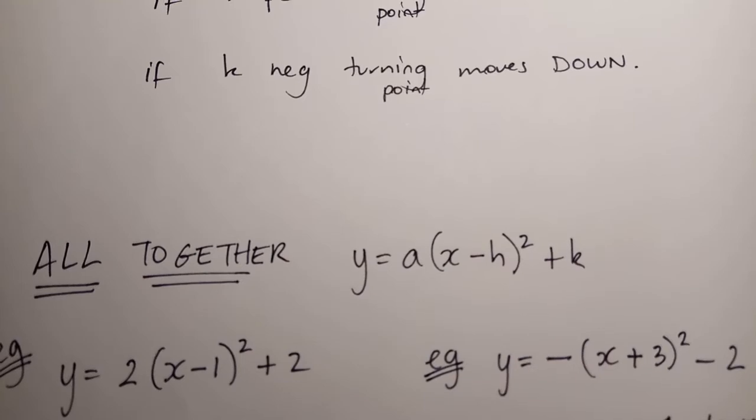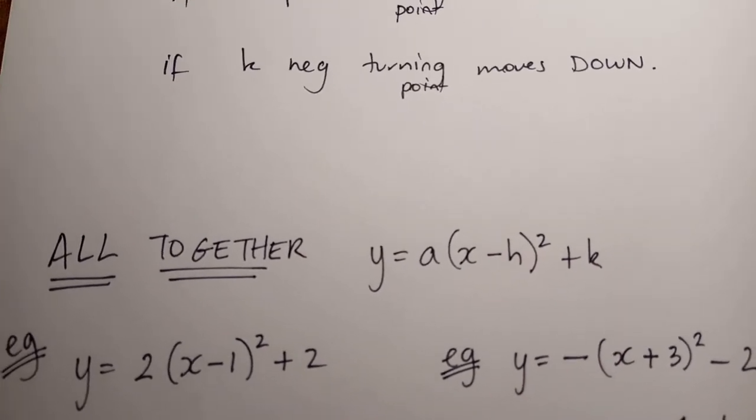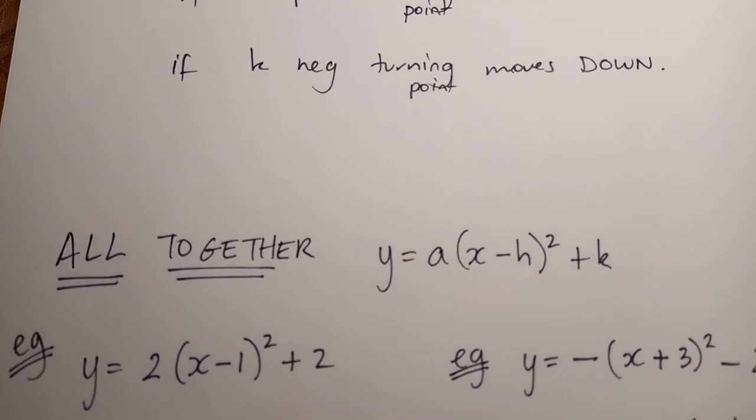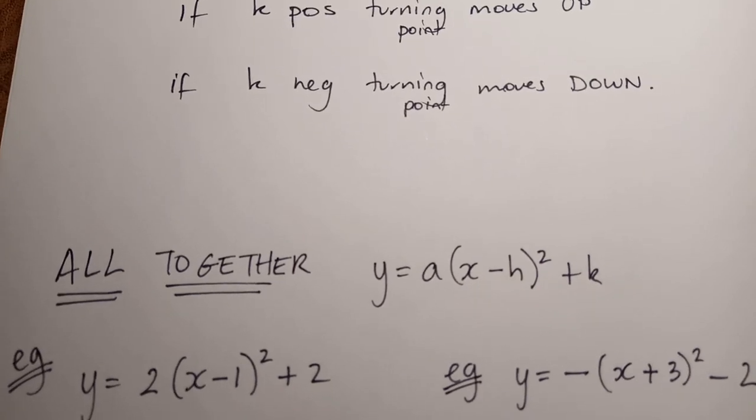Remember when you're doing these to write out the a, h and k values separately. Go a step at a time and just ask yourself each time what happens to the curve and what happens to the turning point.